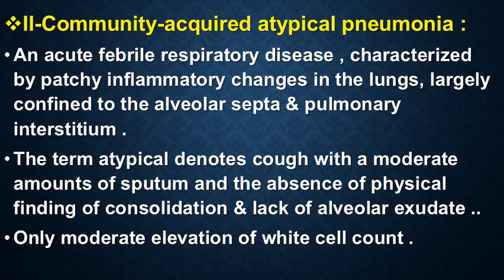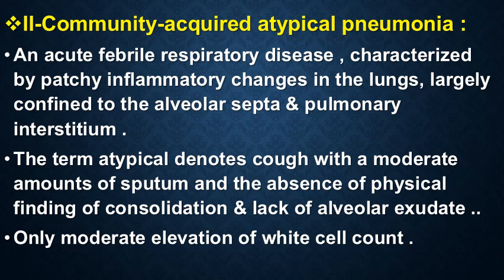It's an acute febrile respiratory disease characterized by patchy inflammatory changes in the lung, confined to the alveolar septa and pulmonary interstitium. It's different from the typical pneumonia that is confined to the alveoli. The term atypical denotes a patient presenting with a cough and a moderate amount of sputum, sometimes a dry cough, with the absence of consolidation and lack of alveolar exudate, which is normally found in the typical type of pneumonia when the alveoli are filled with inflammatory exudate.